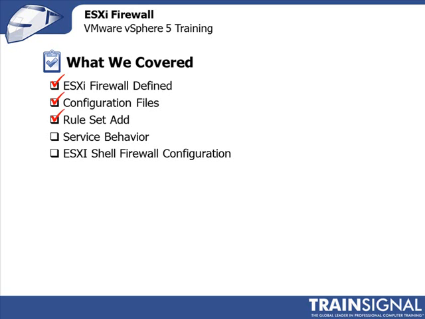We talked about the different rule set files. I showed you the location where you can find the rule set file, and I showed you the different options and values that you can assign to them. And we also went through an example of how to construct that particular file if you wanted to. We then talked about the service behavior. How does the service start and stop?